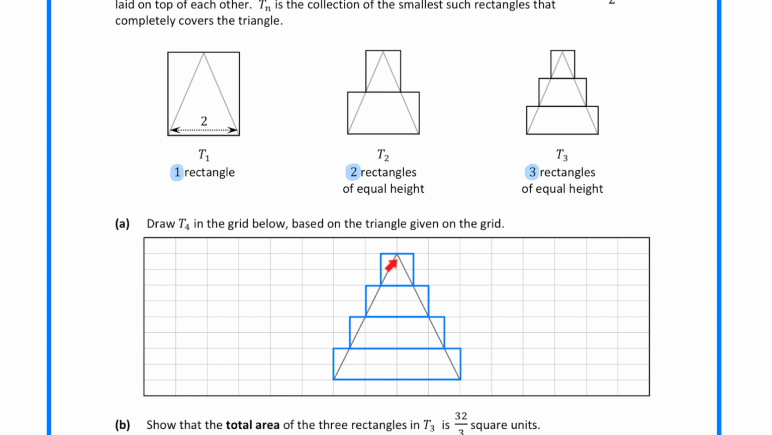The height of the triangle, which is 8 units, is equally split over the four rectangles, so each one will have a height of 2 units.